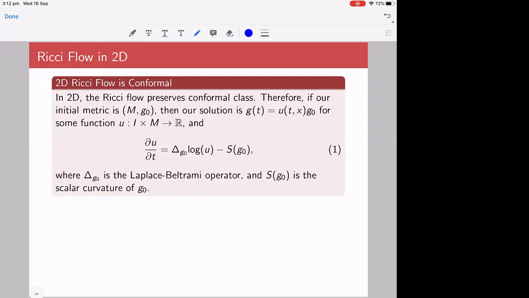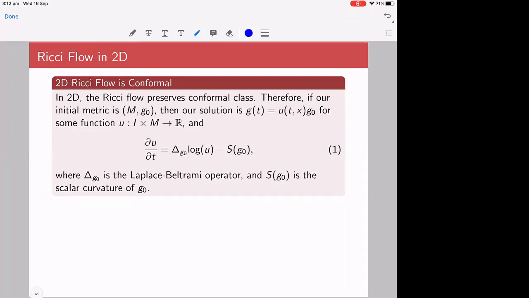So in two-dimensional Ricci flow, what allows us to get a lot of good results is the observation that the Ricci curvature of a Riemannian metric is always in the same conformal class as that Riemannian metric. What that means is that the Ricci flow actually preserves conformal class. So if you've got a solution to the Ricci flow, then it must look like some scalar function multiplied by some Riemannian metric. So you may as well assume that Riemannian metric is just your initial Riemannian metric.